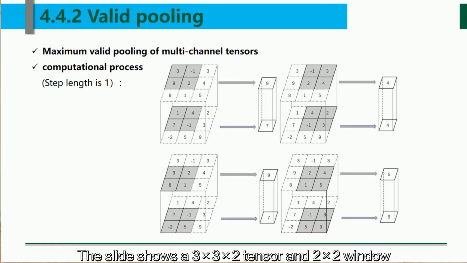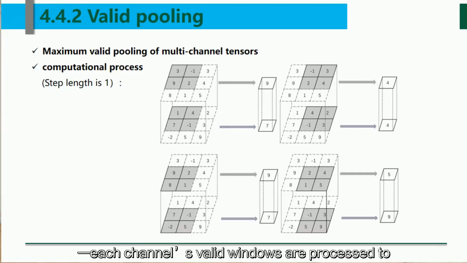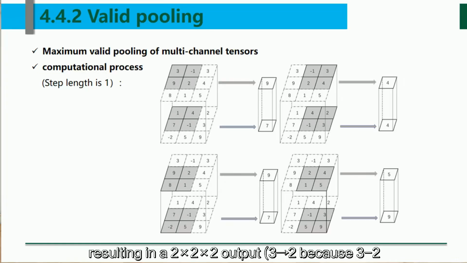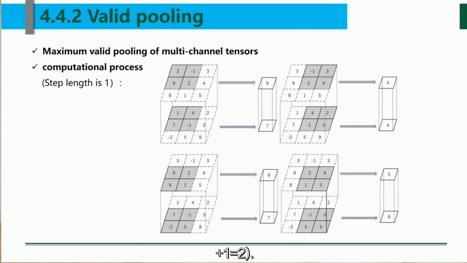The slide shows a 3 multiplied by 3 multiplied by 2 tensor and 2 multiplied by 2 window. Each channel's valid windows are processed to get max values, resulting in a 2 multiplied by 2 multiplied by 2 output, because 3 minus 2 plus 1 equals 2. Again, channels are preserved. This is a universal rule for pooling.